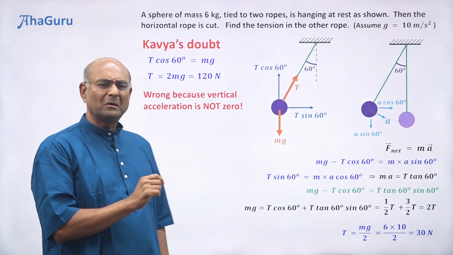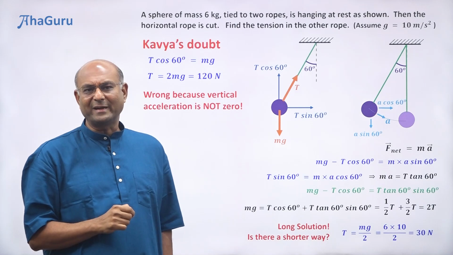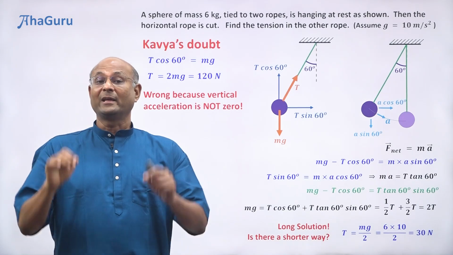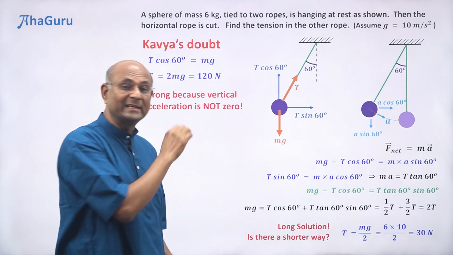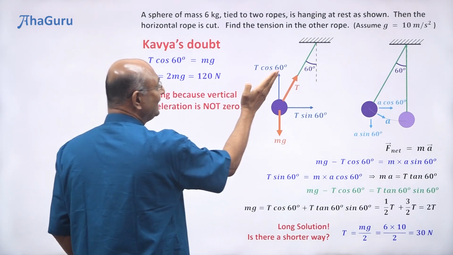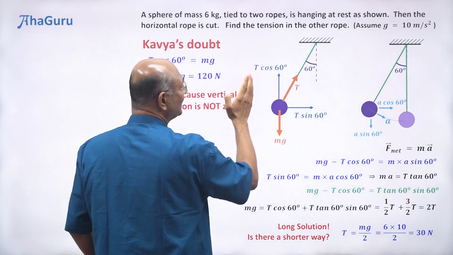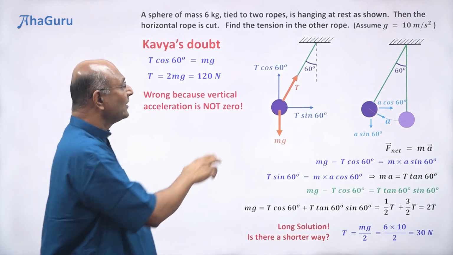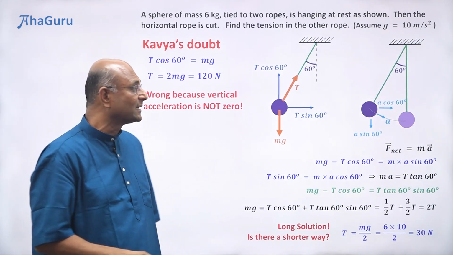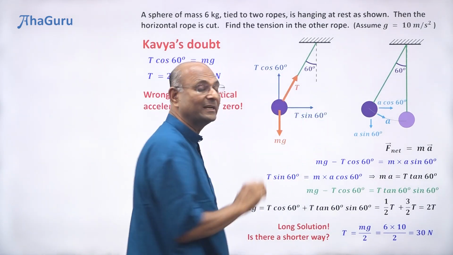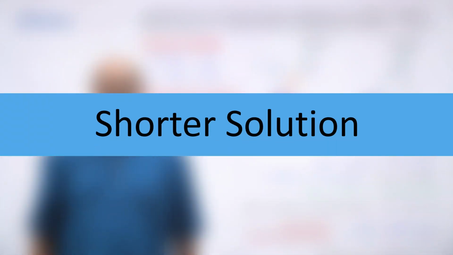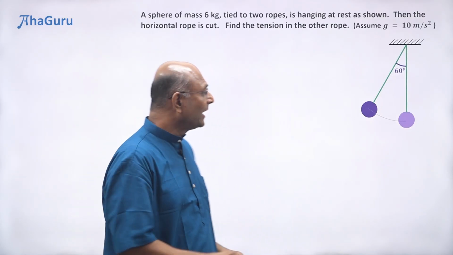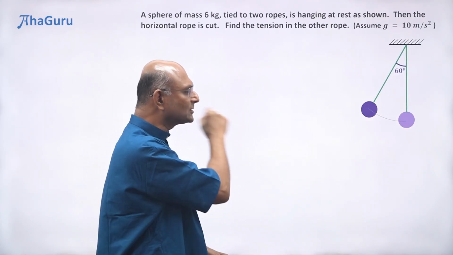Okay. Now, this is a very long way to solve it, right? Is there a shorter way? Yes, a much shorter way to solve this. The reason I did this is because Kavya had already resolved the tension into the vertical and the horizontal component. You don't start by resolving forces. You start by looking at acceleration. Let us now look at the shorter way to solve this question. Let us now look at a very short solution for this question.